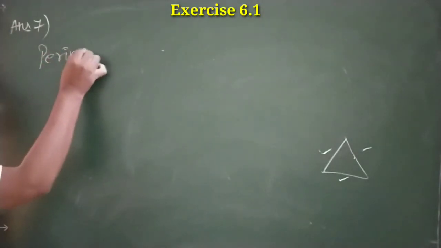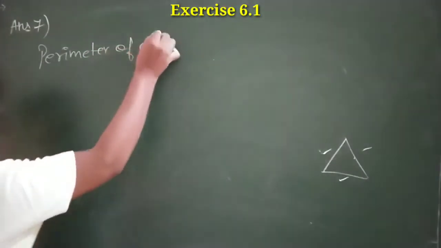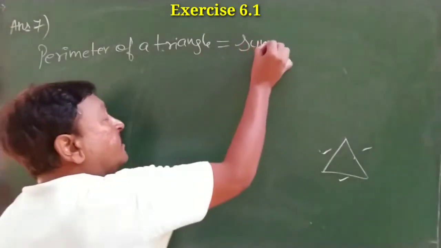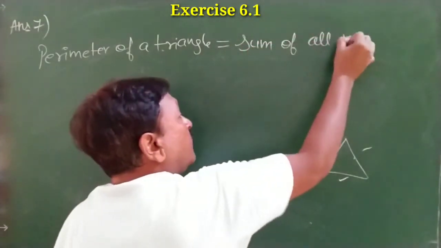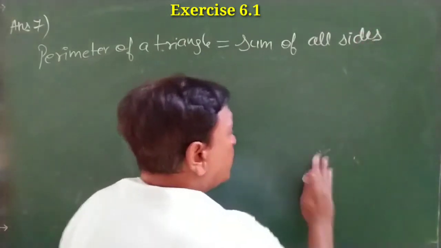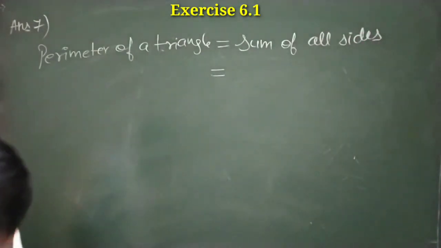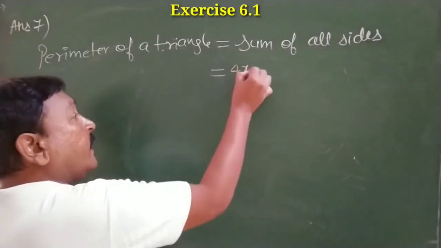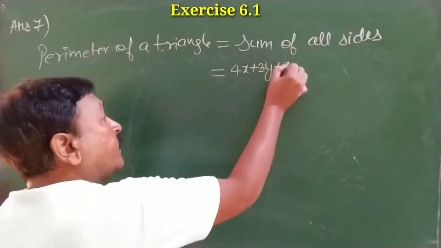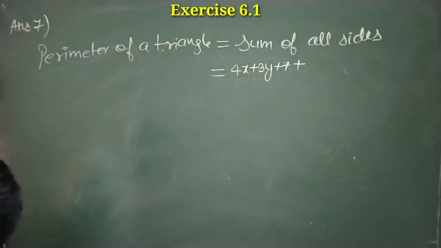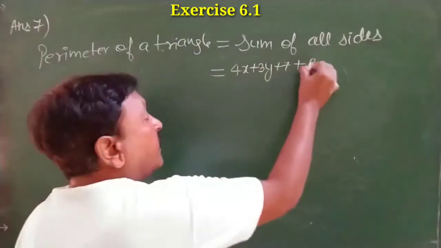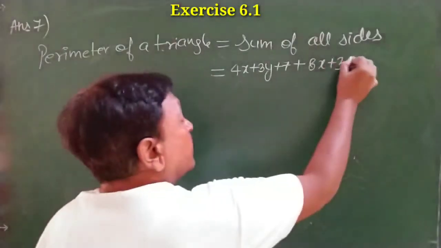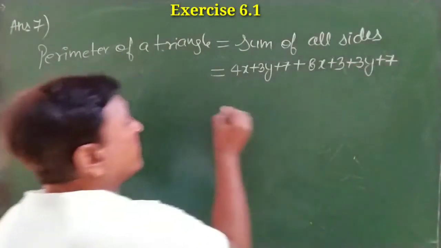Perimeter of a triangle is the sum of all sides. So we have to add all the given polynomials. So what is given to us? 4x plus 3y plus 7, plus 8x plus 3, plus 3y plus 7.